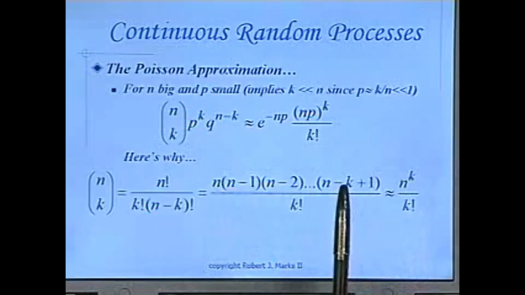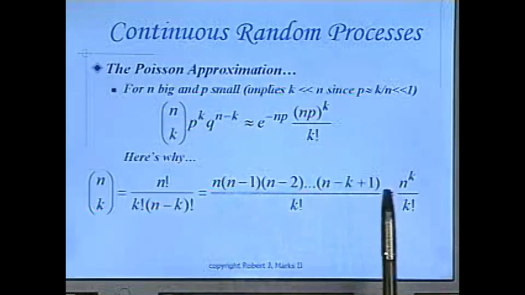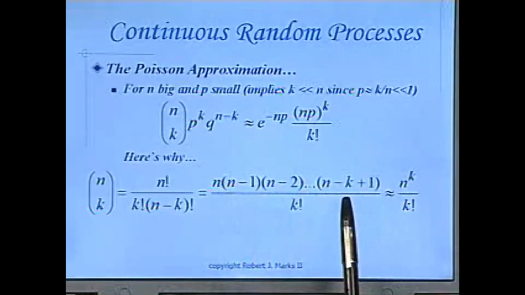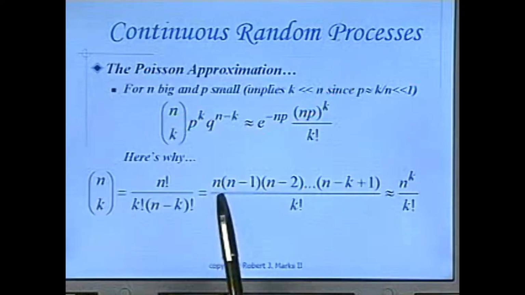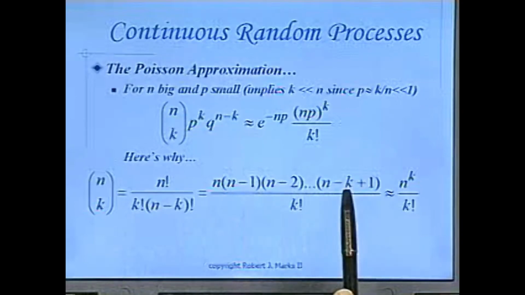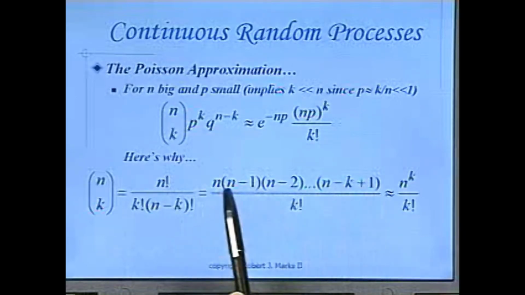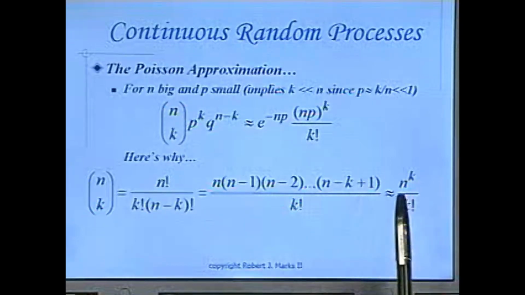Here's what the claim is. If k is a very, very small number, then each one of these numbers is about equal to itself, especially if n is really, really big. Each one of these terms is about equal to n if k is very, very small. So we have a total of k terms here: 0, 1, 2, up to k minus 1. We have a total of k terms in the top, so each one of these is about equal to n under our approximation, and therefore the numerator is about equal to n to the k under the Poisson assumption. You with me?